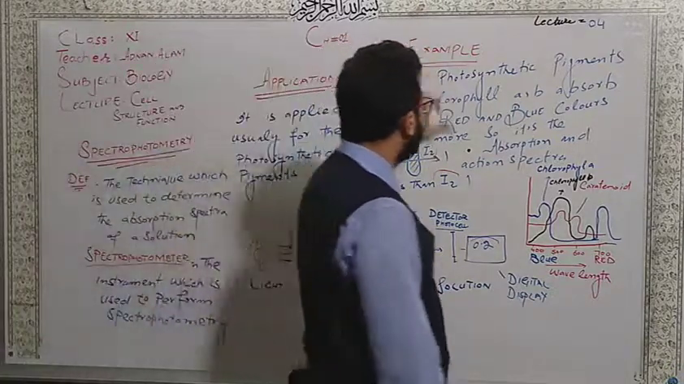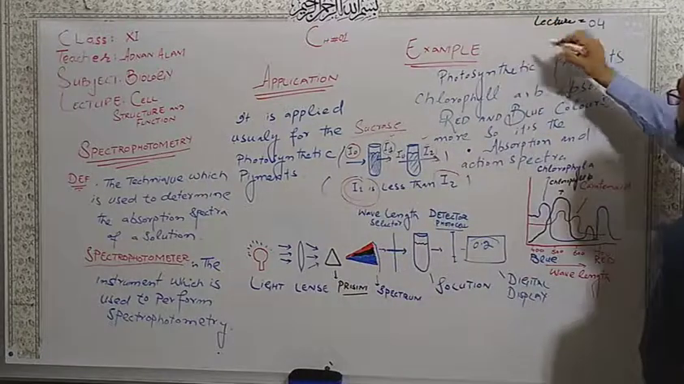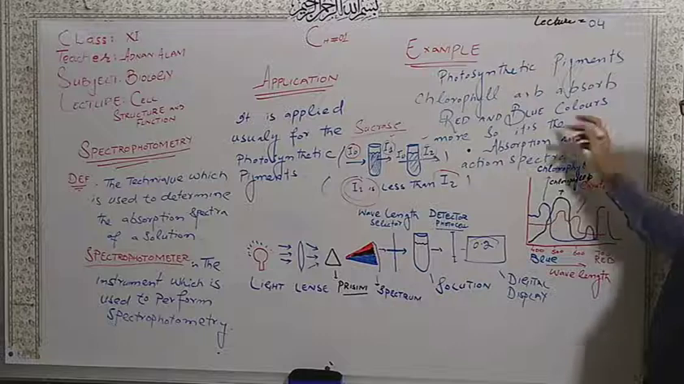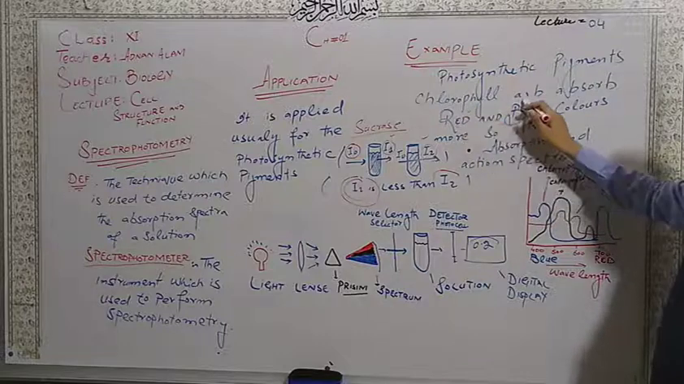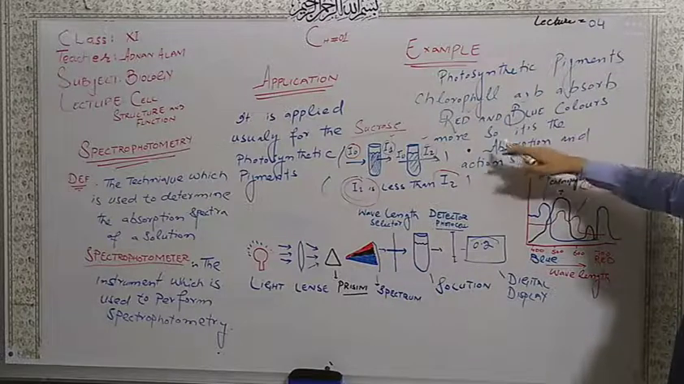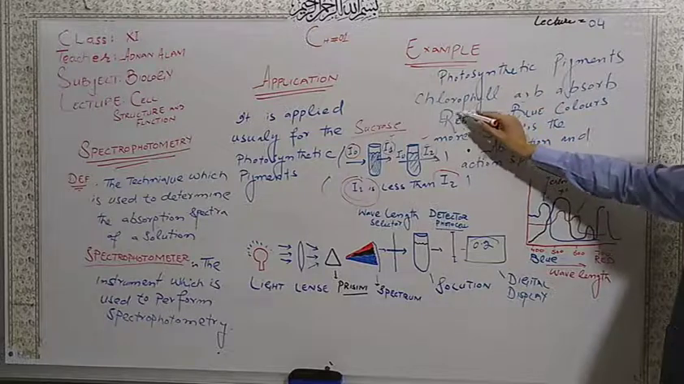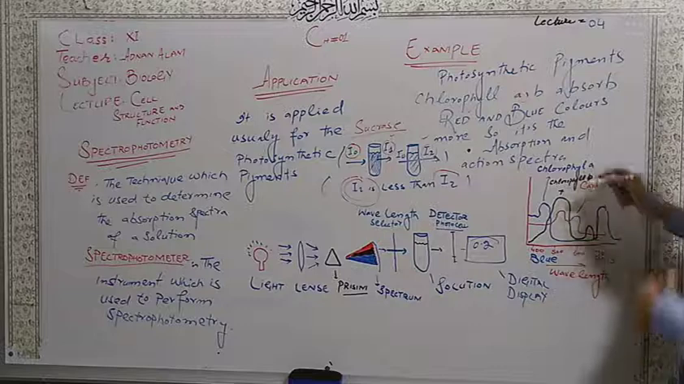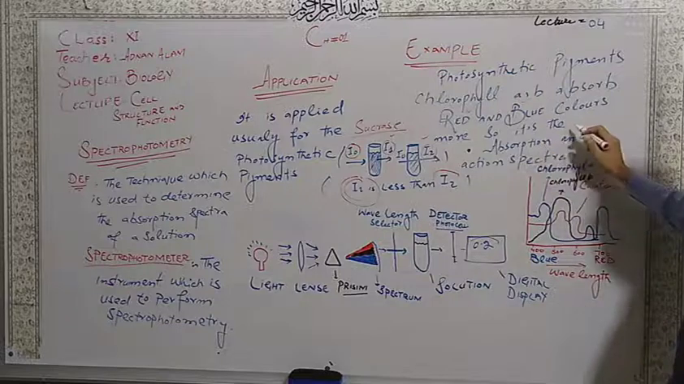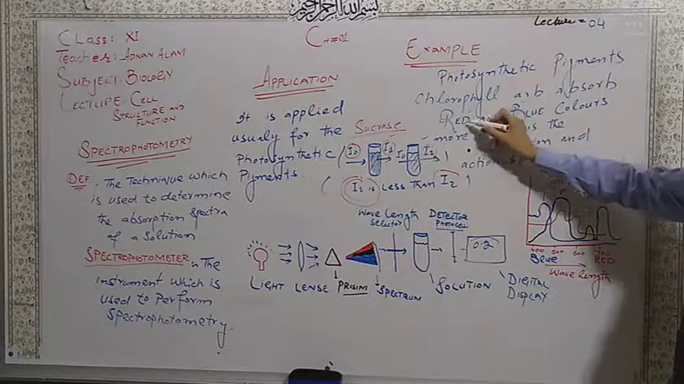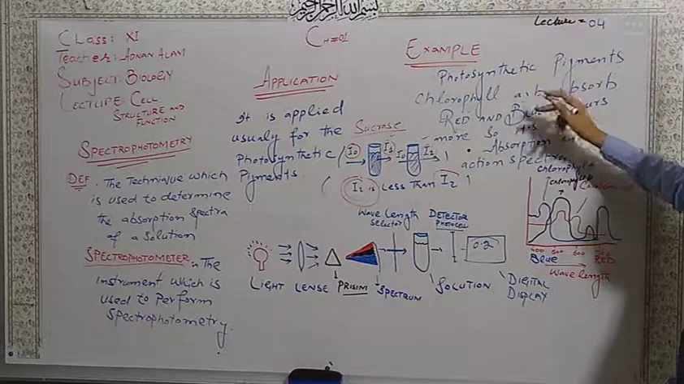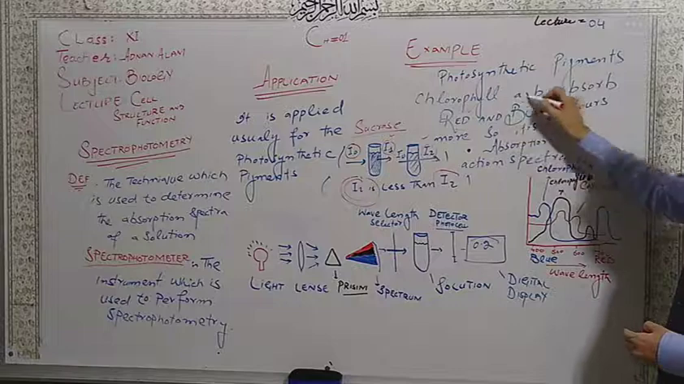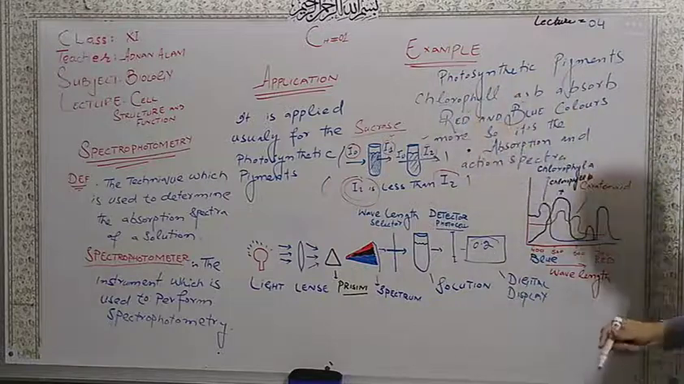Okay, and in another example, photosynthetic pigments like chlorophyll A and B absorb more red and blue color, and they are thought to be more effective in the photosynthetic process. So it is called the absorption spectra, and along with this it is called the action spectra, because these are the two main colors which are absorbed in large amounts.